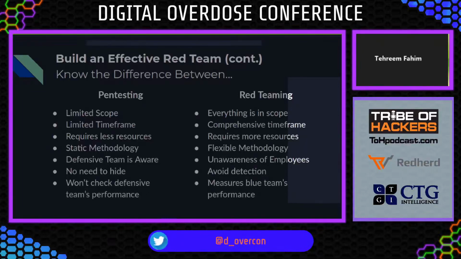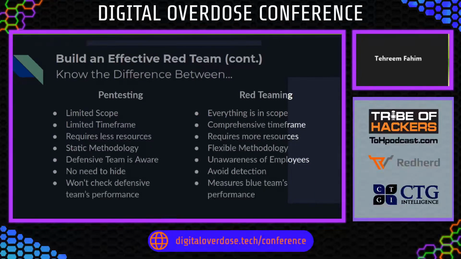While on the other hand, in red teaming, lots of resources are required as the scope for the exercise is very wide and comprised of each and everything. If we talk about its methodology, then it's very flexible and changes according to the needs and structure of the organization. One more thing, the blue team is unaware of the attacks, so the red teamers try to hide the attack and themselves as well. So ultimately, the blue team's performance is measured. Here, we see the difference, but how do we make them effective?